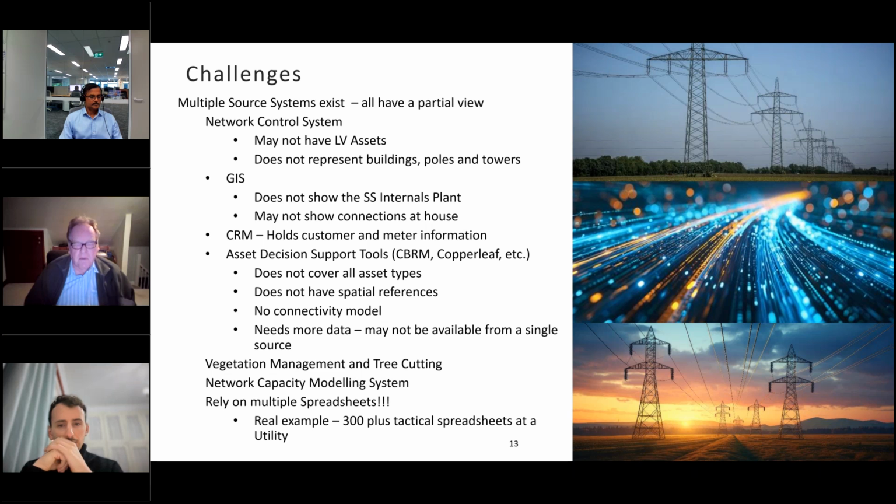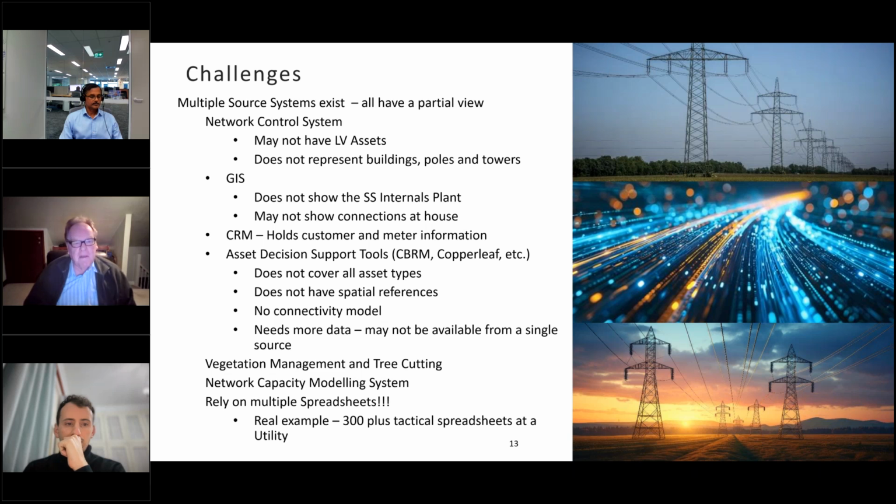The GIS system, GIS is very good. It's got all the spatial assets. It's got the overhead lines. It's got the underground cables. It's got the underground pipes, but it doesn't show the internals of the plant or the power station, substations. It may not show the connections at the houses, so it only stops before it gets to the consumer. Then they've got CRM systems, and the CRM system does have the consumer information. It knows about the meters, but it doesn't know how that meter gets its power.